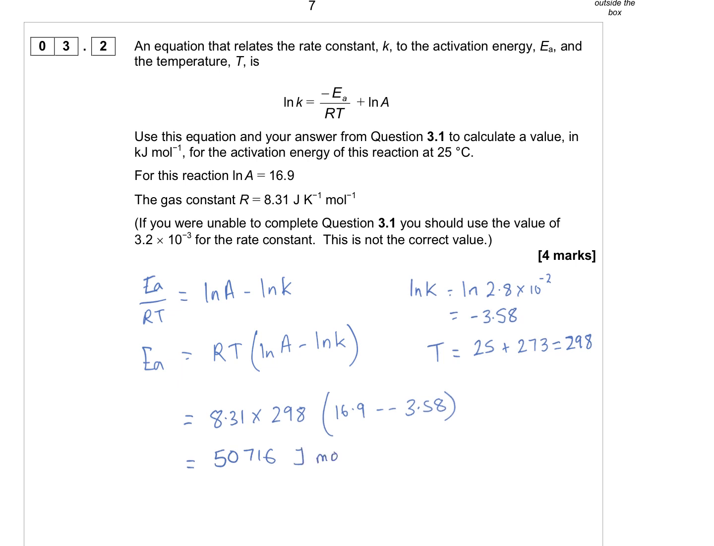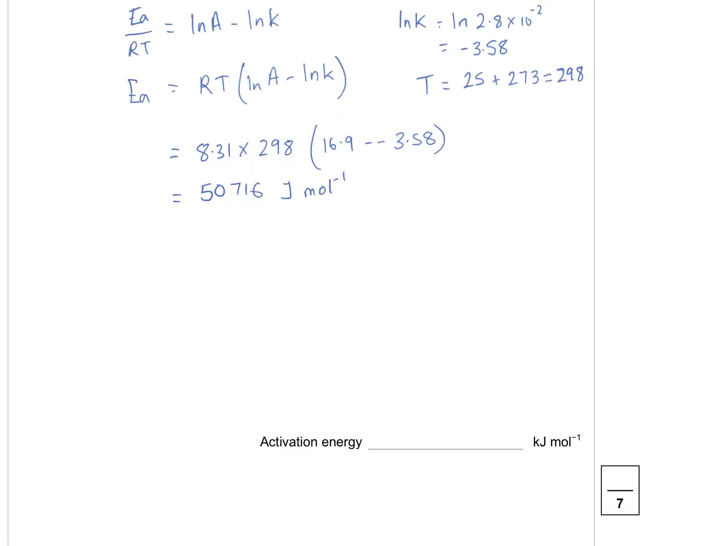50,716 joules per mole. Now the question has asked for an answer in kilojoules per mole, so to go from joules to kilojoules we just need to divide by 1,000 and end up with an answer of 50.7 kilojoules per mole, which I believe in the mark scheme you're allowed to round up to 51 kilojoules per mole. It doesn't state in the question to give it to any particular number of significant figures, so a little bit of leeway given on that.